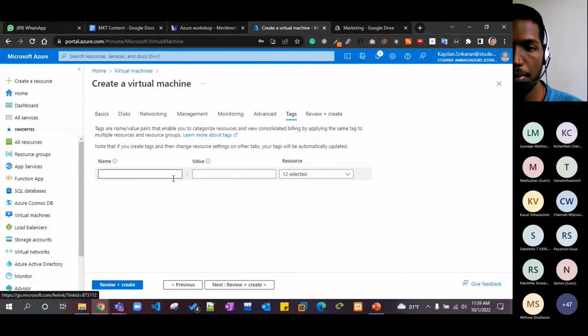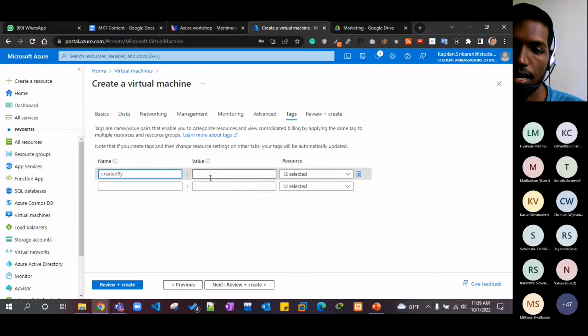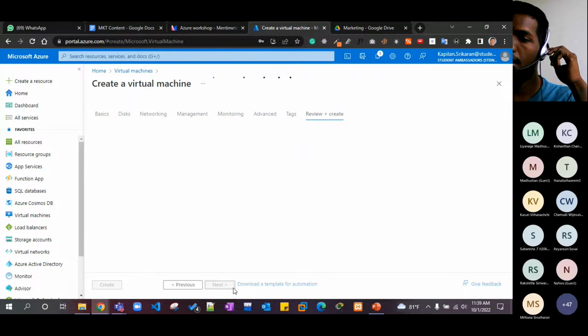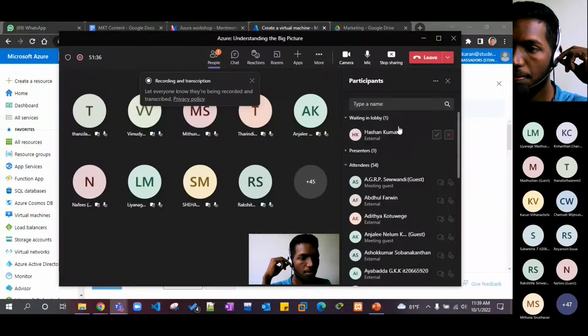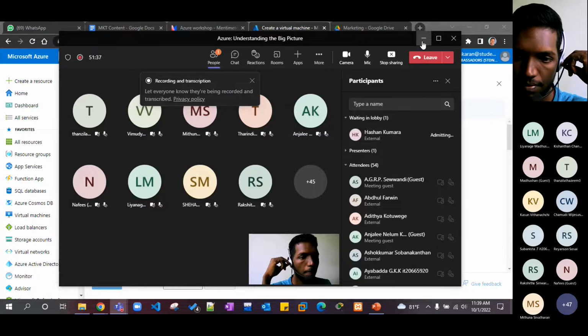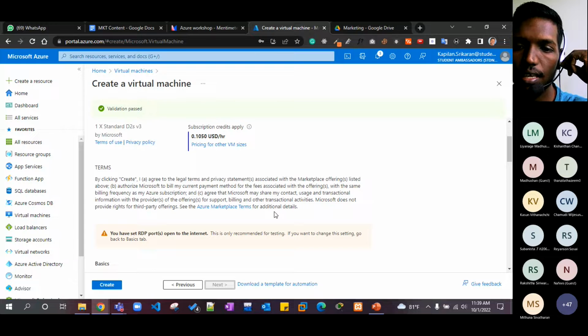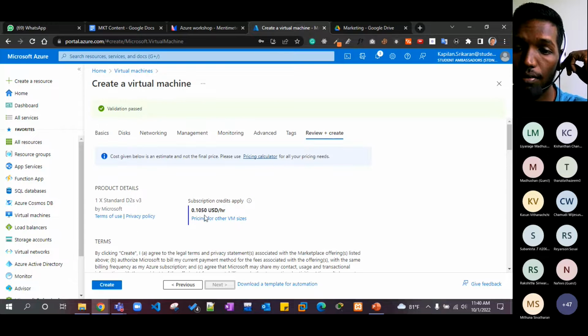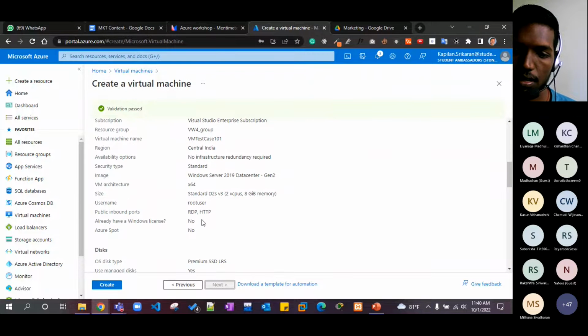Tags are basically metadata. I just added the creator. It's a kind of metadata, so when you're searching, this might be helpful. Here you can see the cost per hour that you are getting, so you can just review that one.